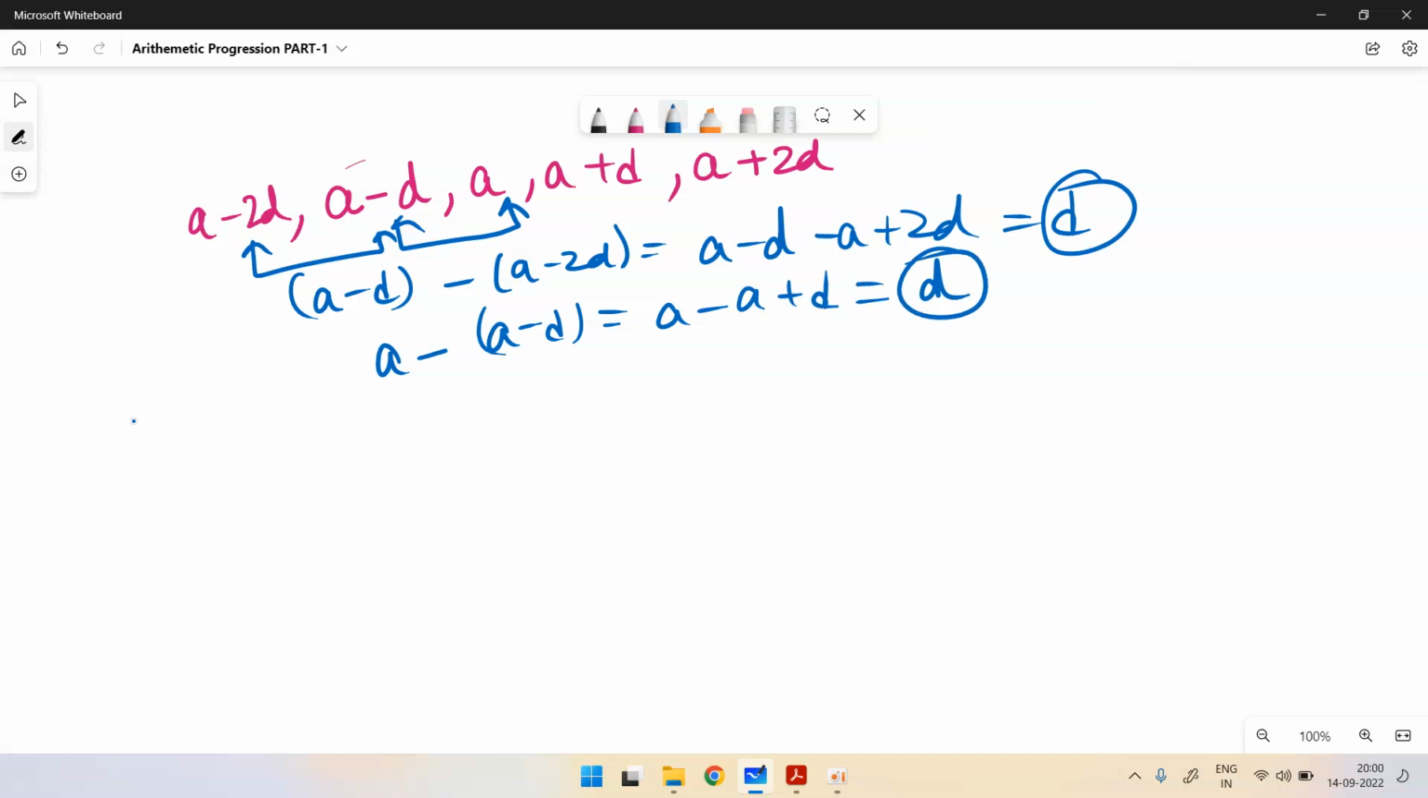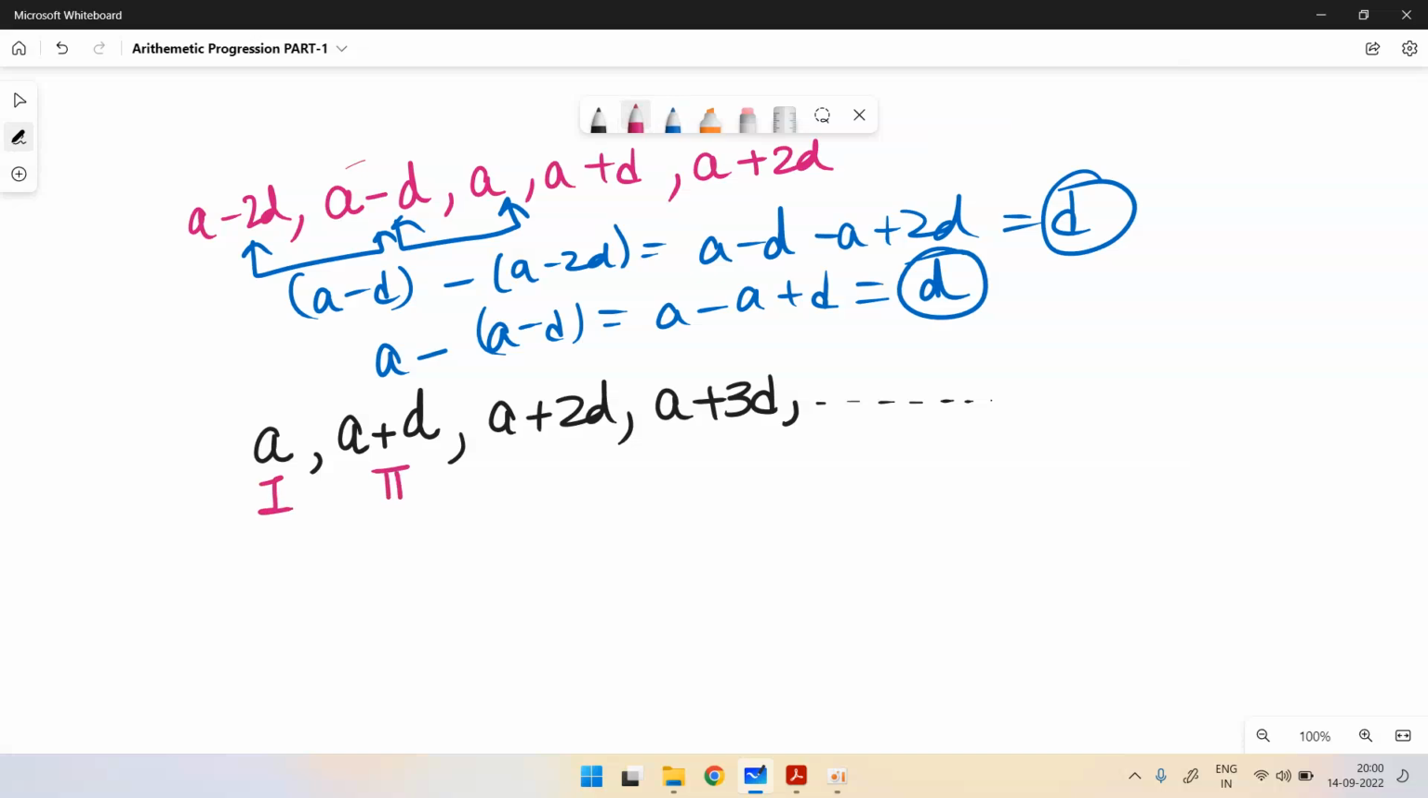Now in general, I am writing the first term, according to the notation, as A, the next term will be A plus D, then next will be A plus 2D, then next is A plus 3D, and so on. Now from here you can clearly see that this is my first term, this is my second term, this is my third term, and this is my fourth term.